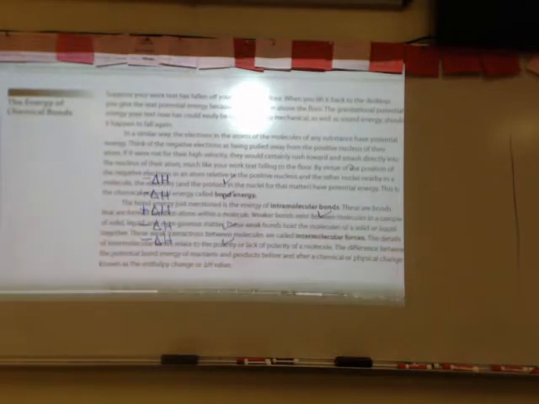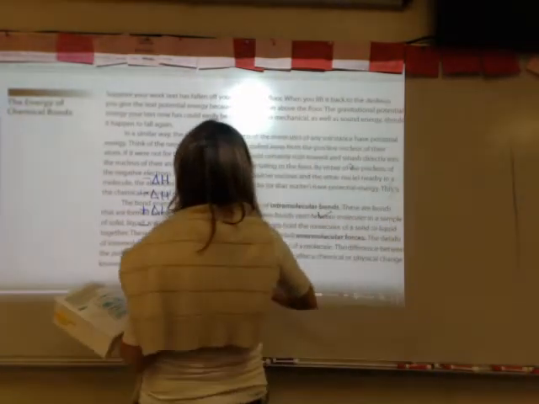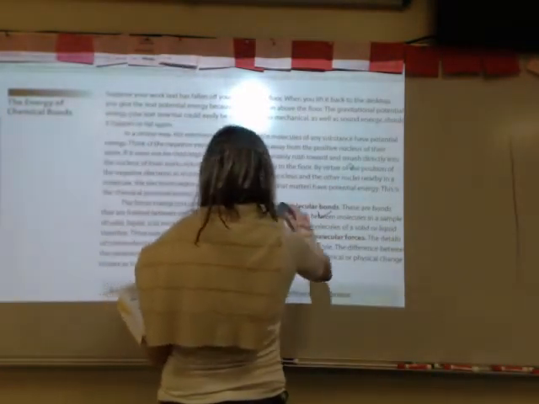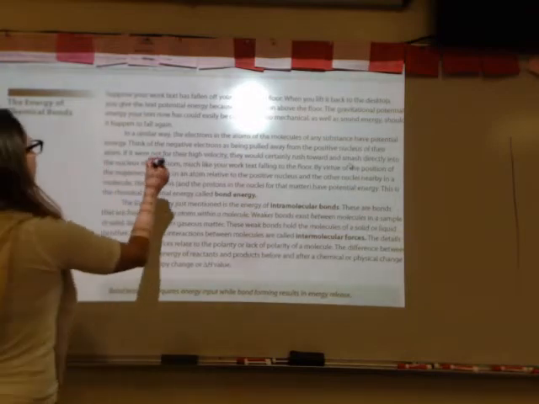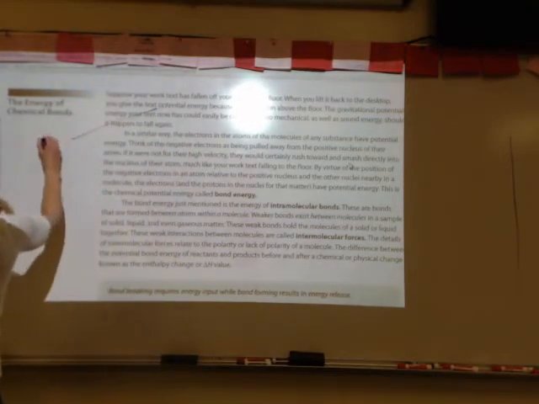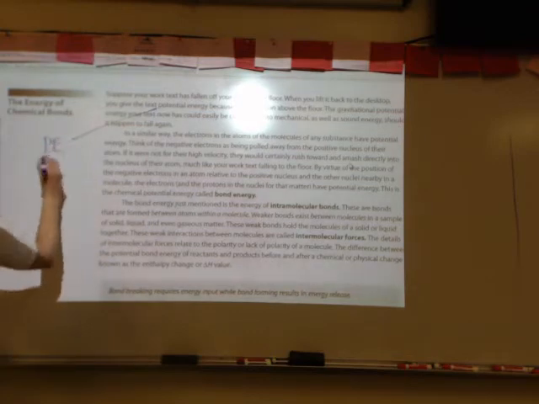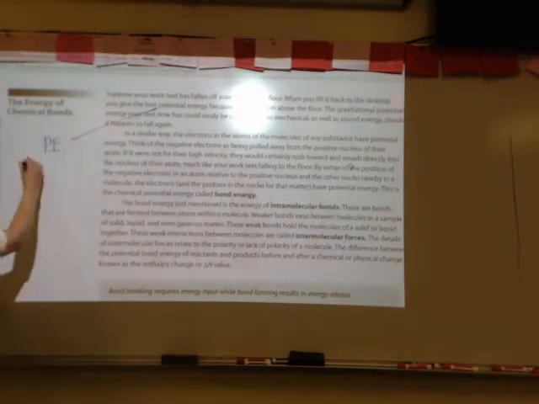Let's talk about the energy of chemical bonds. If your textbook has fallen off of your desk onto the floor, when you lift it back up to the desk, you're going to give the text potential energy because of its position above the floor. So potential energy can be thought of as energy of position, and potential energy can be abbreviated PE.